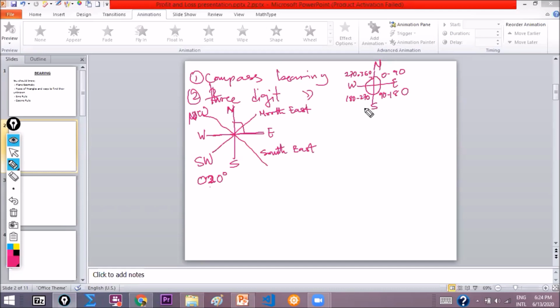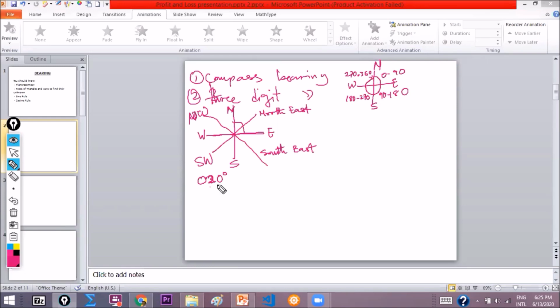It always starts from the north and moves in a clockwise direction. Don't make the mistake of doing your bearing from the north and going anti-clockwise. You've already failed the question. Do you understand me? Yes. That's why you need to get the basics in bearing. So it moves from the north and goes clockwise.